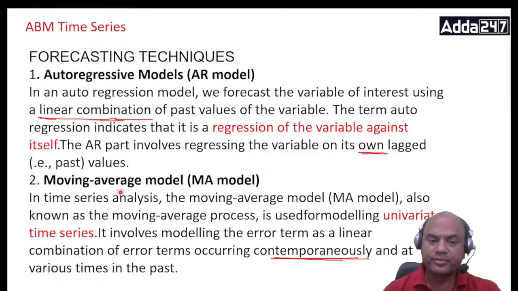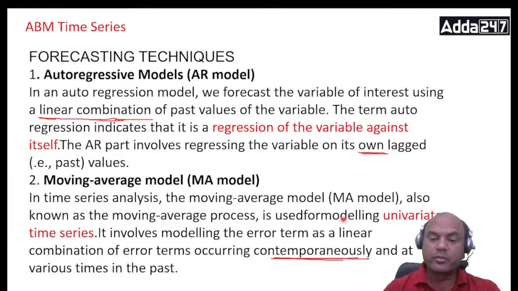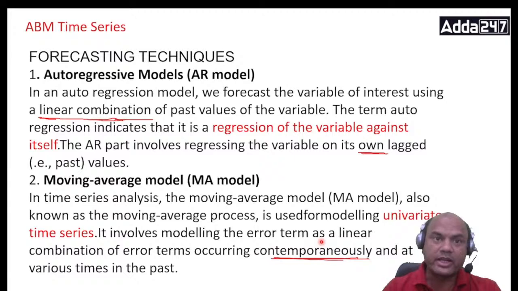Moving average, also known as the moving average process, is used for modeling univariate time series. See, this word univariate will be there in moving average. It involves modeling the error term as a linear combination of error terms occurring contemporaneously. What is this contemporaneously? It's a big word. It means the latest one. Whichever is the latest will get the highest weightage, across various time periods.